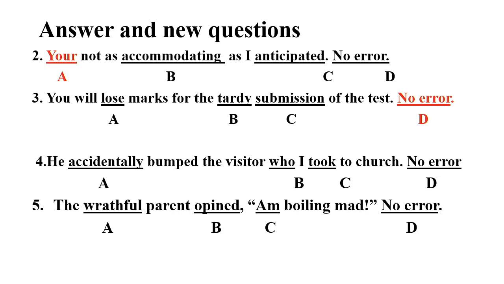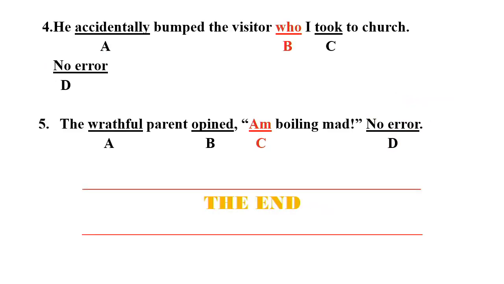Are you finished? Okay, let's go. He accidentally, correctly spelled, bumped the visitor who I took to church. I took him, or I took her. So we should have had whom. So it is going to be B, that's the incorrect element.